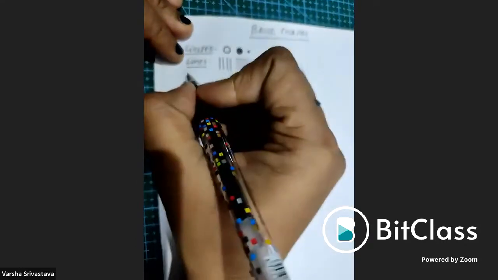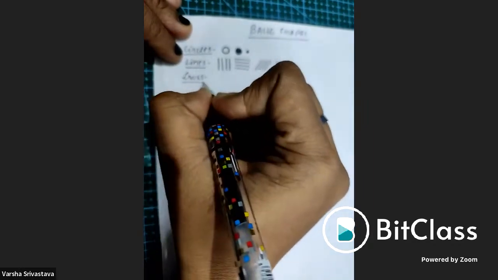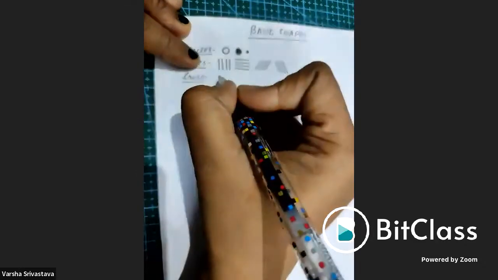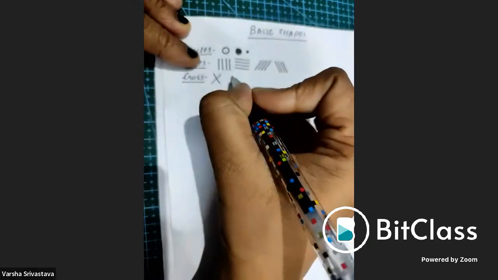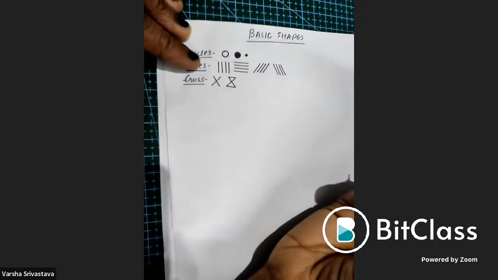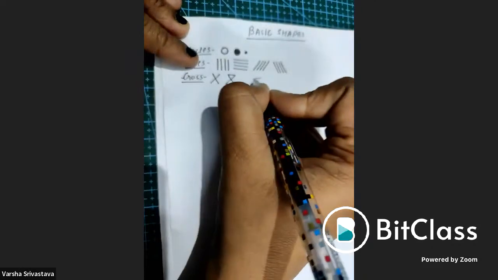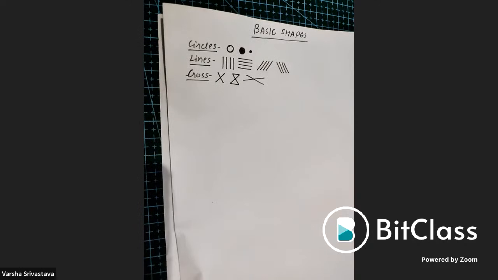Okay. Now next I'm going to make the cross. So make a multiplication sign to make a cross. Make a multiplication sign and make the lines on both the sides like this. And then make a broad cross. So first two crosses are used for human figures and the third cross is used for animal figures. Okay. All right.